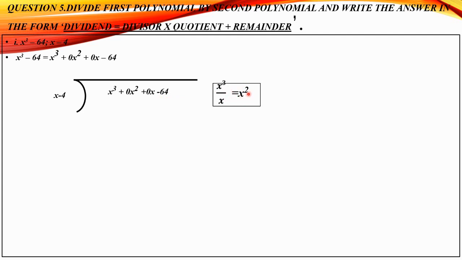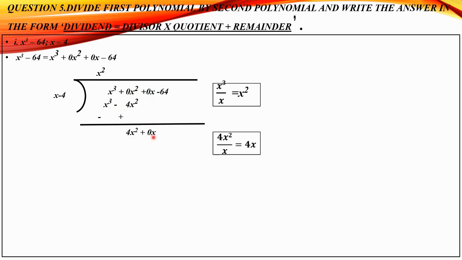So we will write this quotient x square on the top and multiply x square to the divisor. We get x square into x, we get x cube, x square into minus 4 as minus 4x square. Then we have to subtract, so we will change the signs and cancel x cube and minus x cube. Here we will get minus 4 as plus 4x square. After subtracting, we will get 0 plus 4 as 4x square. Second term we will write it as plus 0x.